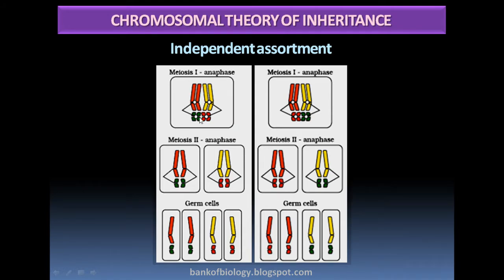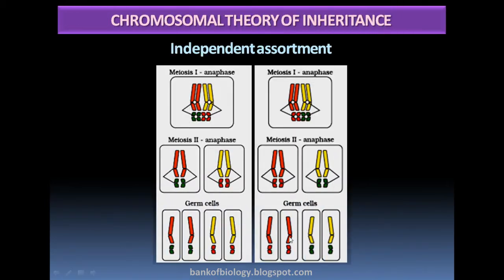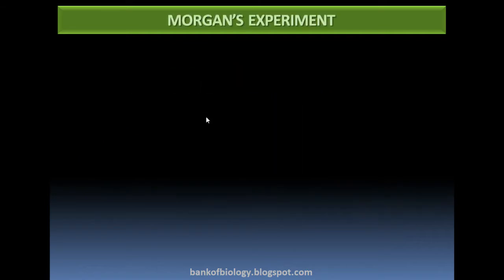Here you see chromosomes with two colors, red and green, together. But if you see here, red and red are together and yellow and green are together. Here yellow and red were together. So they show independent segregation from each other.